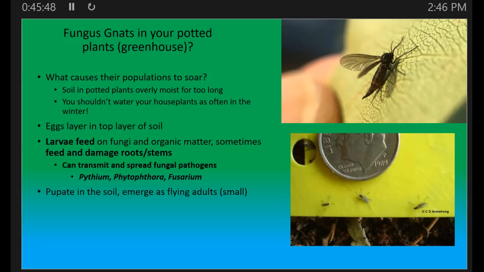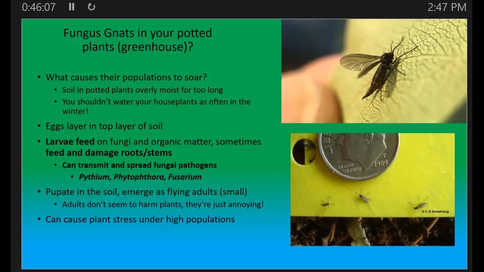And so as they fly around, they really don't do a whole lot except be a little annoying to have in your house. But it's the larvae that can cause the most damage. So the only time they can really start to cause issues is if the flying phase of their life, or even the larvae, start to get really high populations. So generally, it's not a huge deal, but an easy way to get around this is to not water your plants as much.